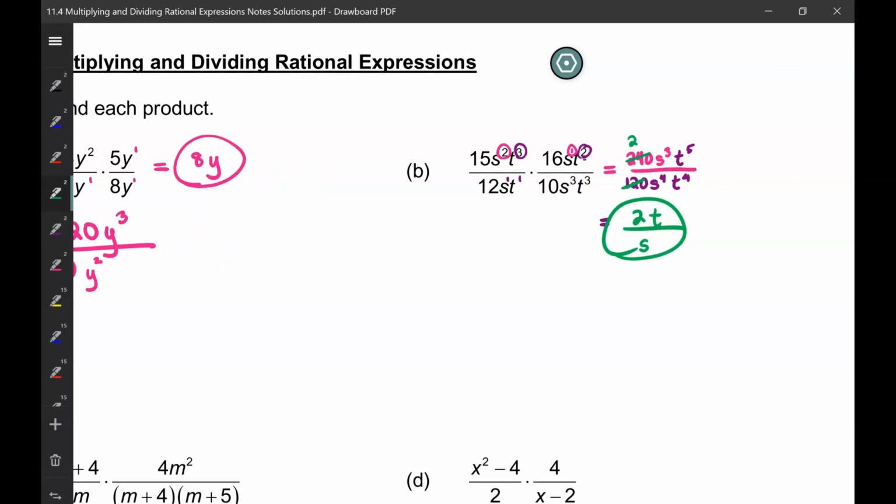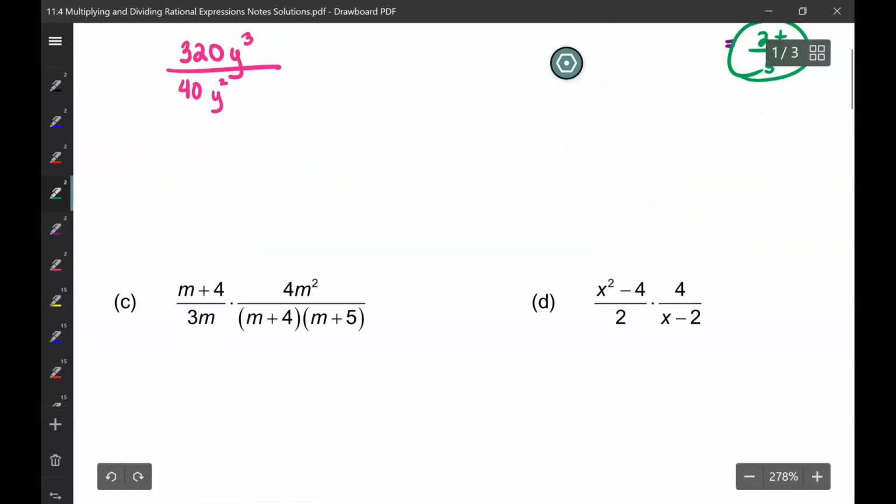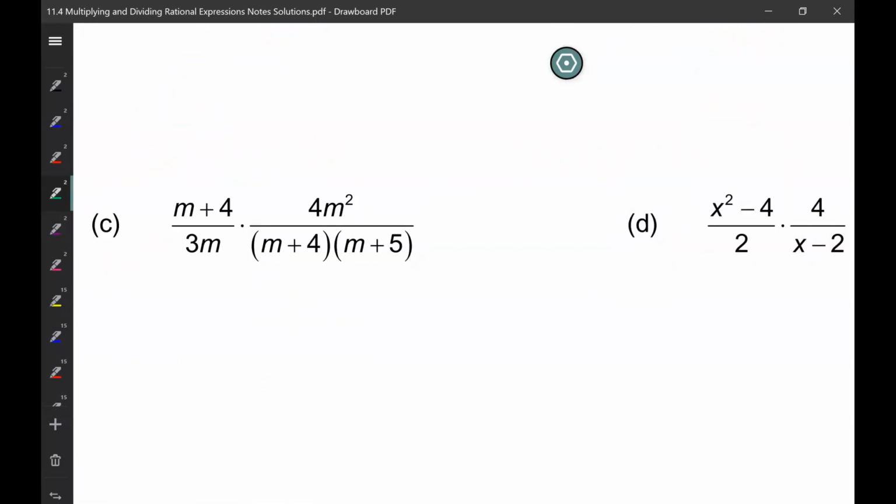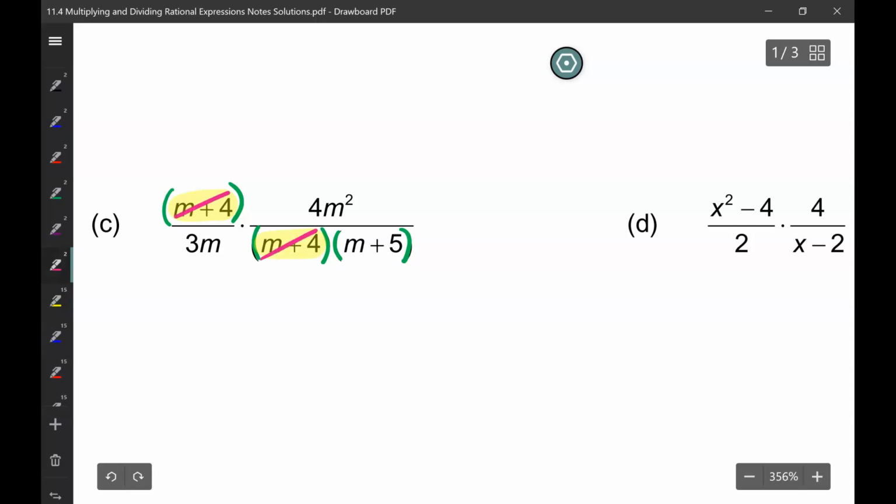Notice there's no plus or minus sign. So when we get to C, we'll notice that we have some binomials. So for example, n plus 4 is a binomial. Here, the other m plus 4 is a binomial. M plus 5 is a binomial. So right away what you might notice is you have an m plus 4 in the numerator here, and you have an m plus 4 in the denominator here. So we can actually cancel those out.